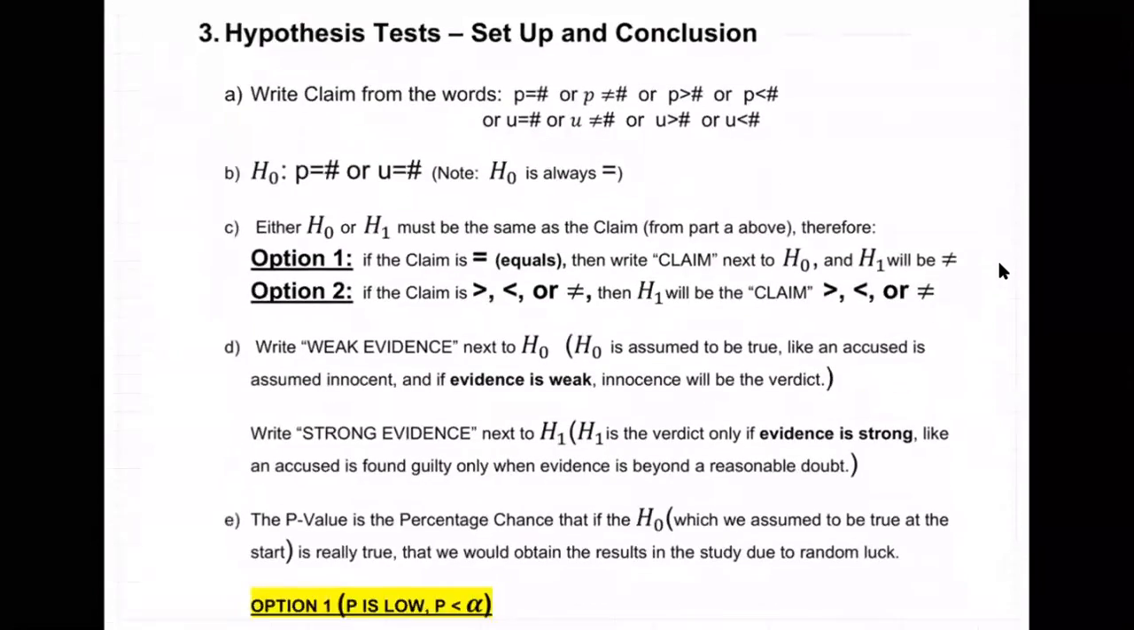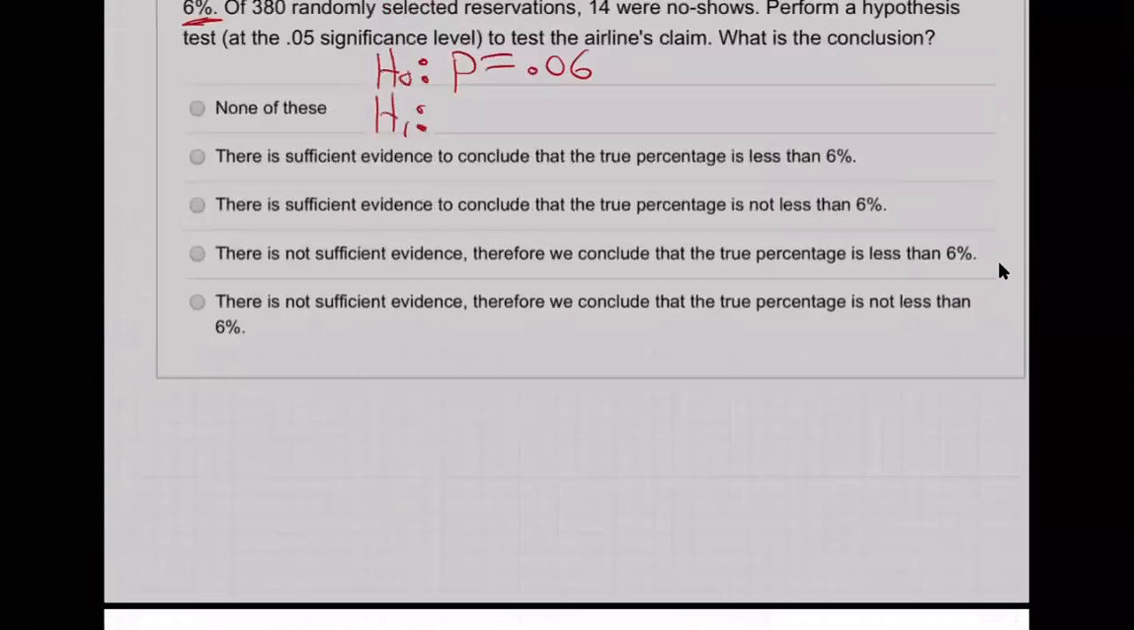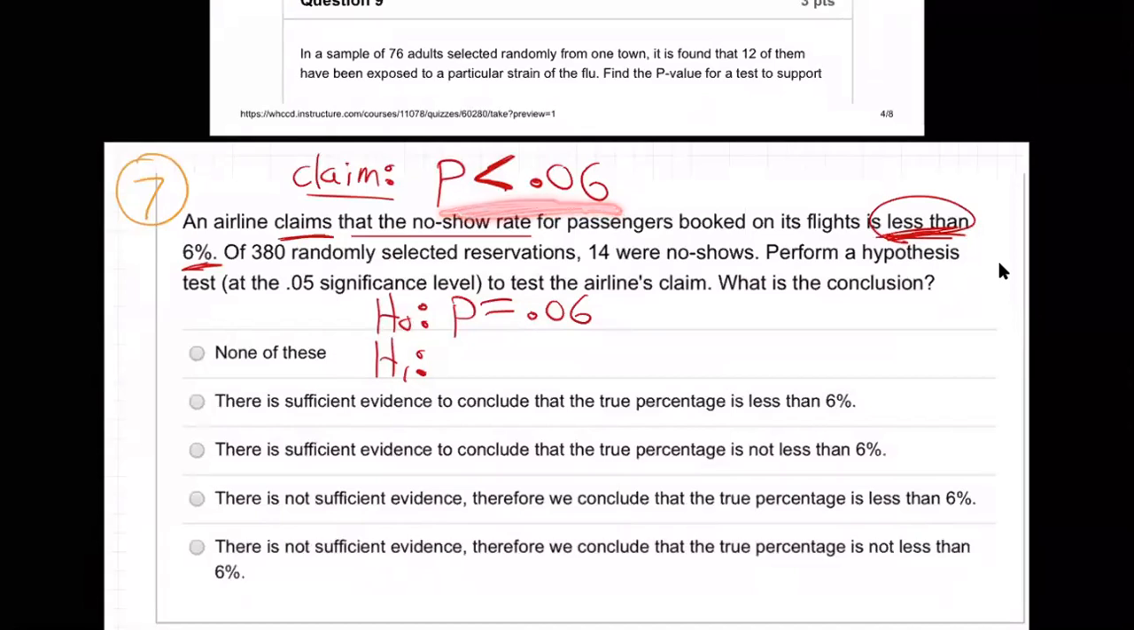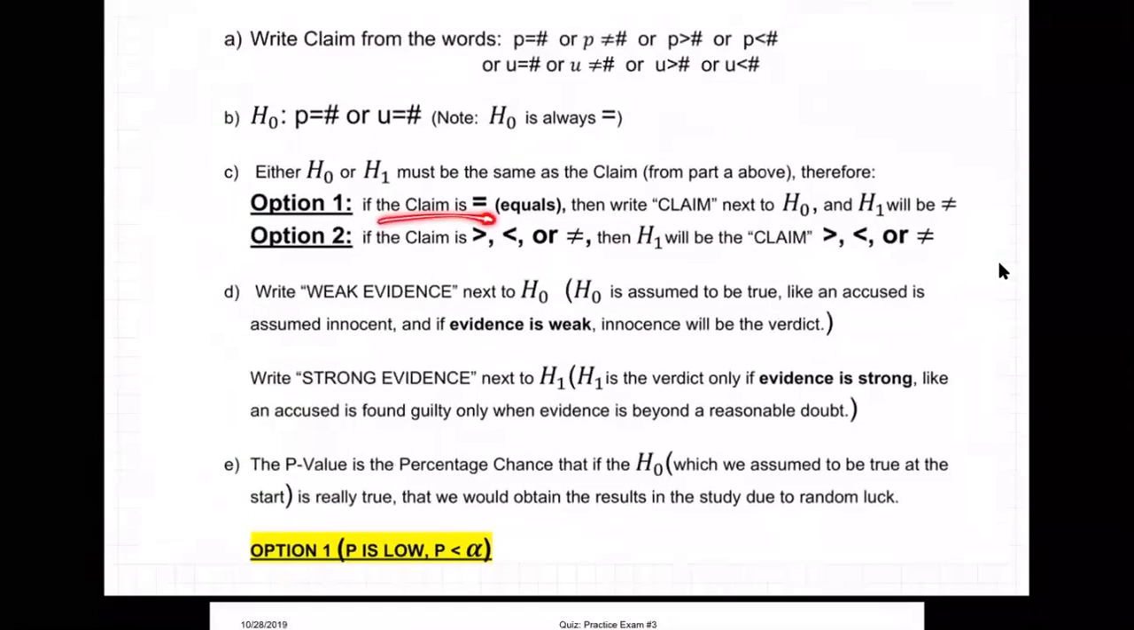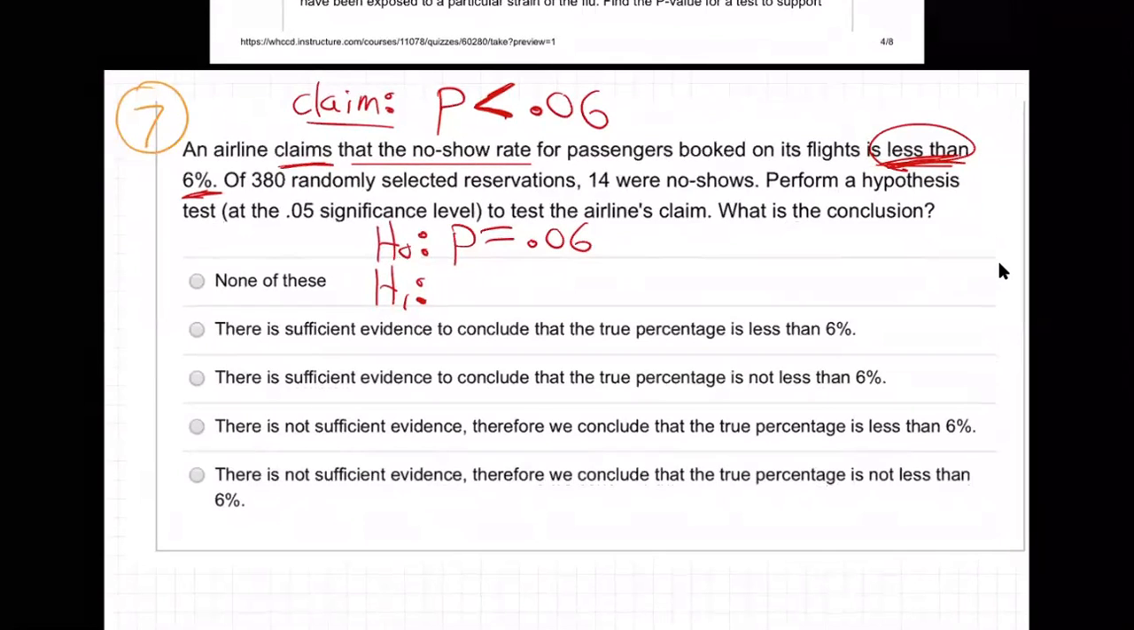And then the H1, how do we know what H1 is? Well, it says either H0 or H1 must be the same as the claim. Option 1, if the claim is equals, no, the claim was not equal. The claim was less than, right? So we're not taking option 1. We're taking option 2. If the claim is greater than, less than, or not equal, then H1 will be the claim. Boom. That's right. H1 is the claim. What's the claim? Right here. So P less than 0.06. Remember, one of those two has to be the claim. Always. Every time. One of those two has to be the claim.